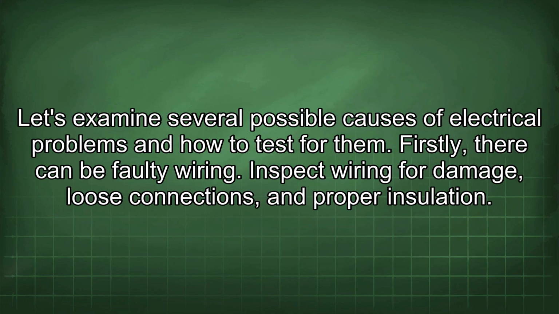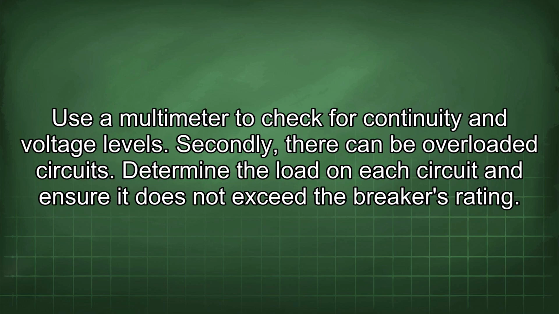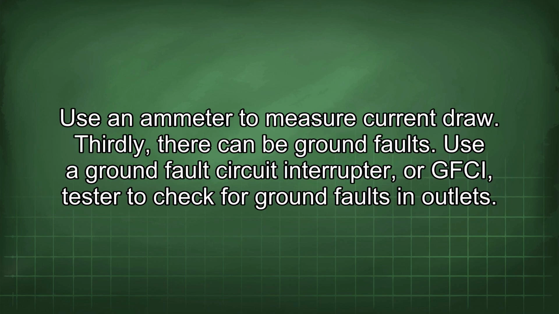Let's examine several possible causes of electrical problems and how to test for them. Firstly, there can be faulty wiring. Inspect wiring for damage, loose connections, and proper insulation. Use a multimeter to check for continuity and voltage levels. Secondly, there can be overloaded circuits. Determine the load on each circuit and ensure it does not exceed the breaker's rating. Use an ammeter to measure current draw.